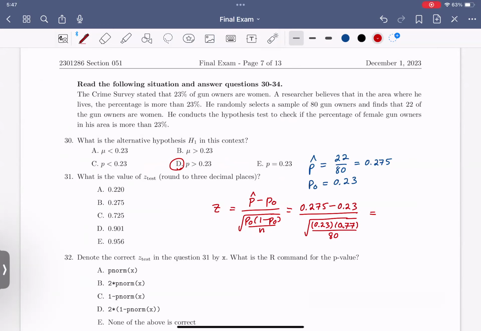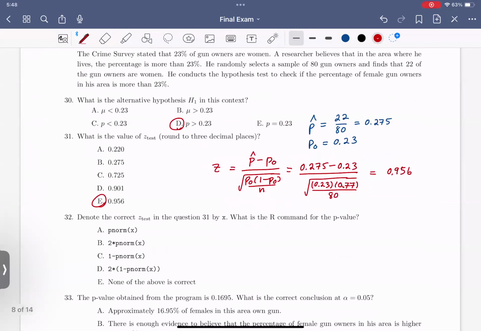0.275 minus 0.23 over the square root of 0.23 times 0.77, and then over 80. All right. The answer here is 0.956, right? 0.956. That's the one that you have. So it's choice E. All right, next one.